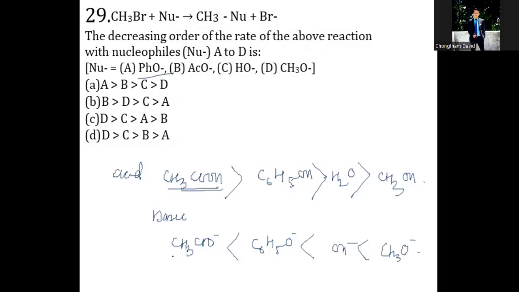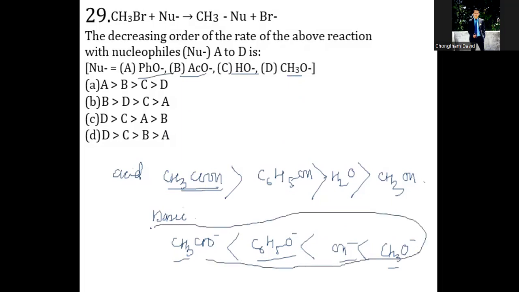So compare this. A is phenoxide. Where is phenoxide? This one. B is acetate. Where is acetate? This one. C is hydroxide, given here. D is methoxide. So compare from this and you will find the correct option. D is methoxide, C is hydroxide, A is phenoxide, B is acetate. The answer will be C.